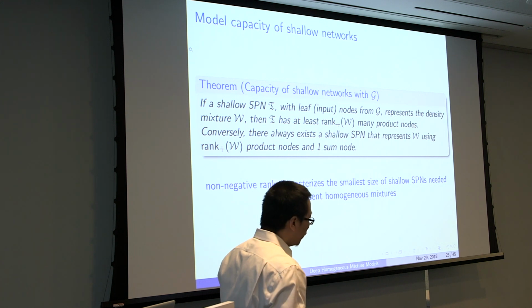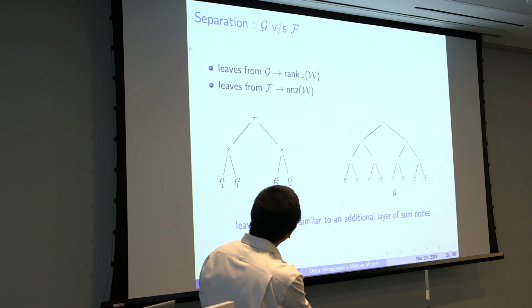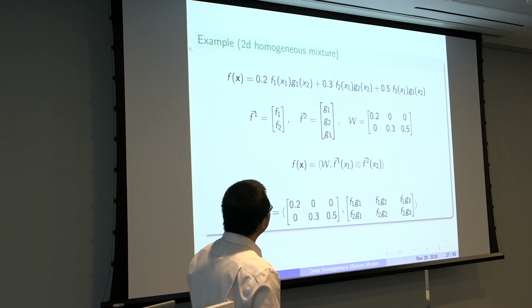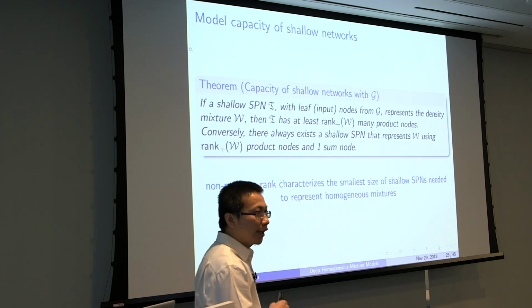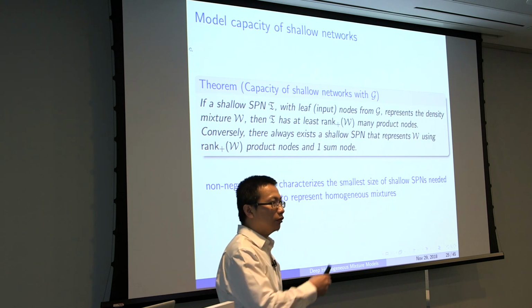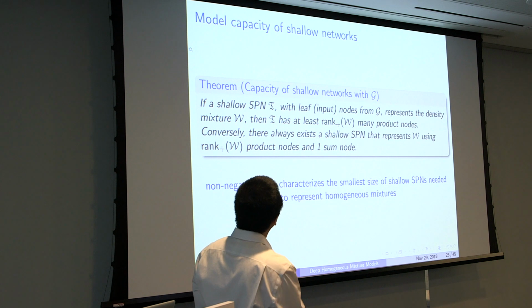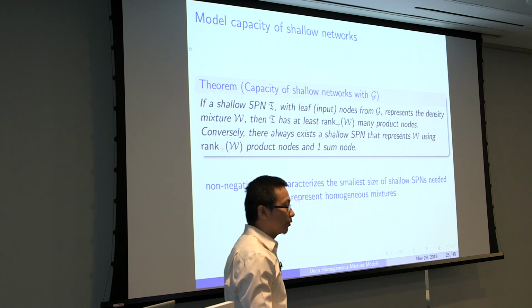tensor W, and with this structure here, then the number of product nodes you need is exactly the rank of the tensor W. Okay, so how many product nodes do I need in order to exactly represent this density? That's the rank of this tensor W.